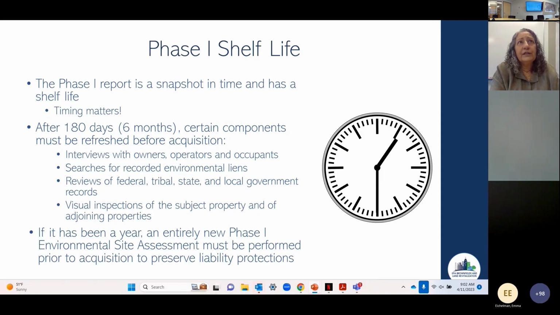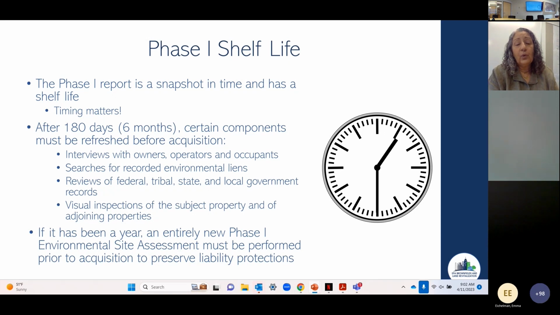The other consideration is that a phase one has a shelf life. It's a snapshot in time. So it tells you what's happening and the condition of that property at the time the inspector visited it, at the time the site visit and surveillance was done, or at the time the database report was obtained. After 6 months, you have to have it refreshed.